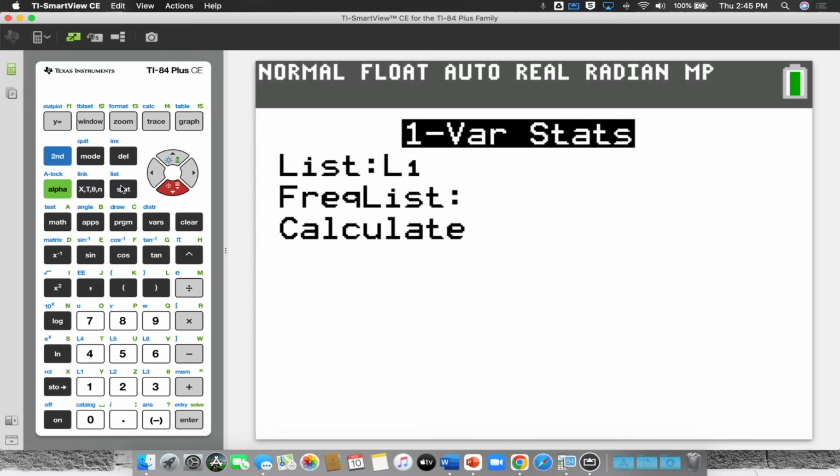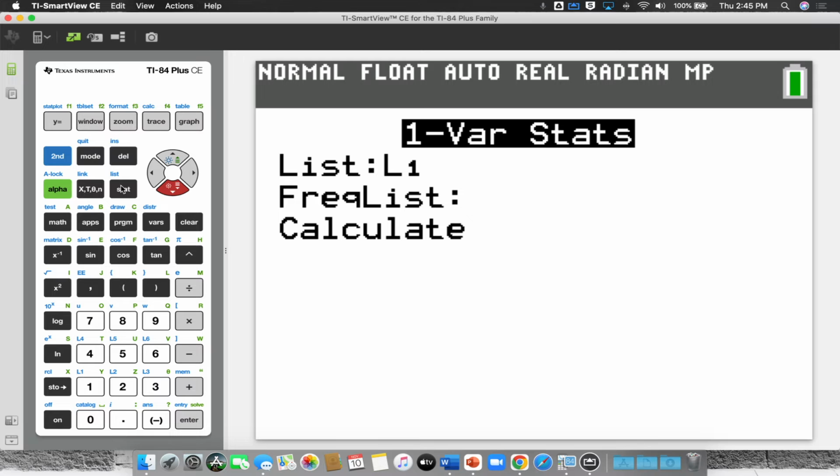Frequency list. We haven't used the frequency list. Make sure you're looking up here. Don't look on your calculator, because then you'll lose track of where you are. So watch me do it first and then you can do it on your own. We've just kept the frequency list blank, because we've only had 1 list. But now I have random variables and I have probabilities with them.